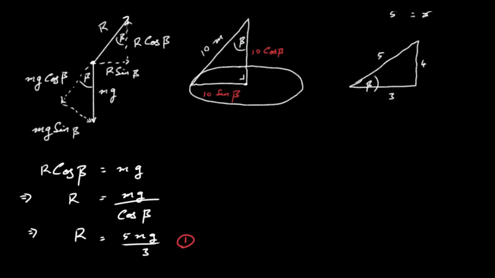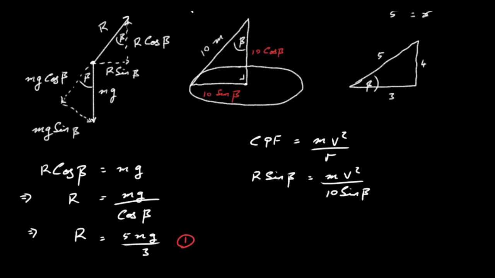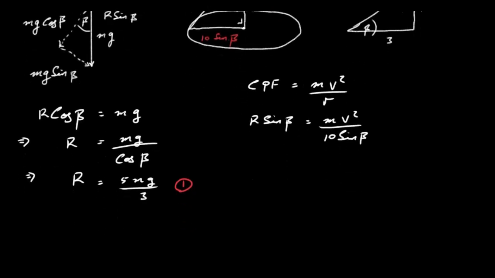Next thing I'm going to do is have a look at the centripetal force equation. So centripetal force is equal to mv squared over OR, and this OR here is the radius, this radius here. The centripetal force is going to be all the forces towards the center of the circle. The forces towards the center of the circle are just this one here, OR sine beta. So that's going to give me OR sine beta is equal to mv squared over OR, which is 10 sine beta, this distance here. Okay, so let's simplify this a little bit.